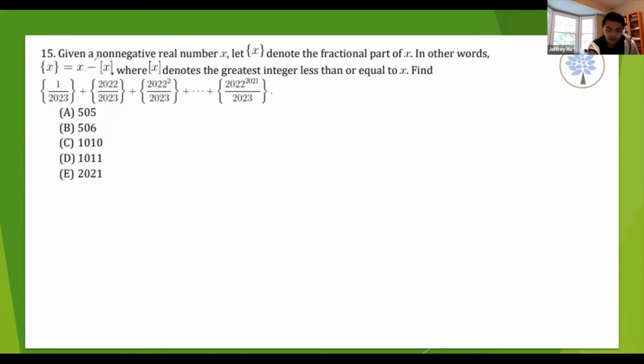But number 15 asks, given a non-negative real number x, then this is the fractional part of x. So it's basically like the part that's not an integer if you write it as a mixed number. And we want the sum of all of these. So the first thing to note is that none of these are integers. This is pretty obvious because you have a 2023 in the denominator and something on the numerator that's never going to be divisible by 2023.